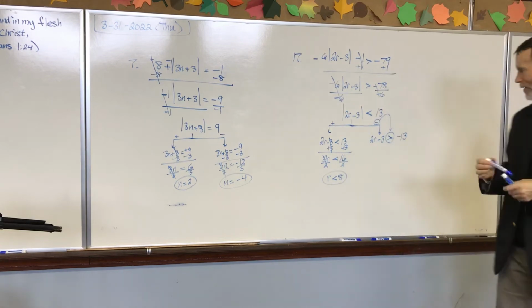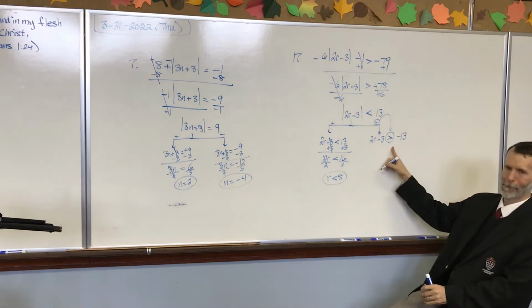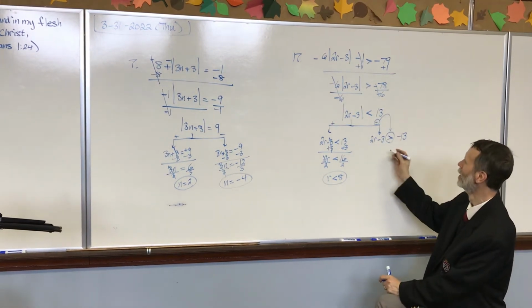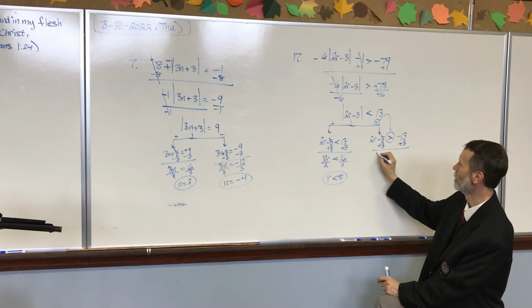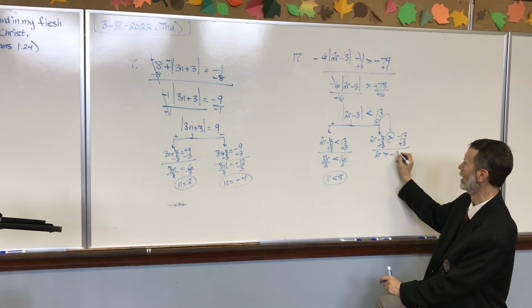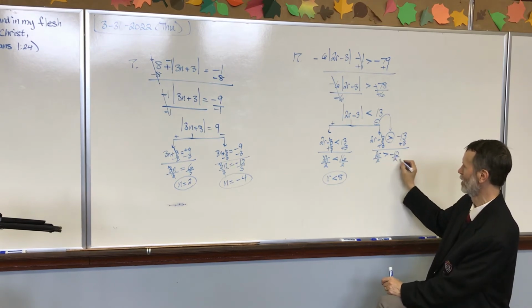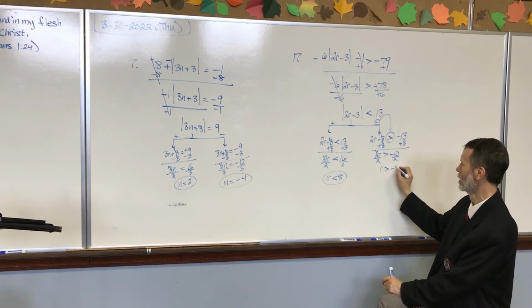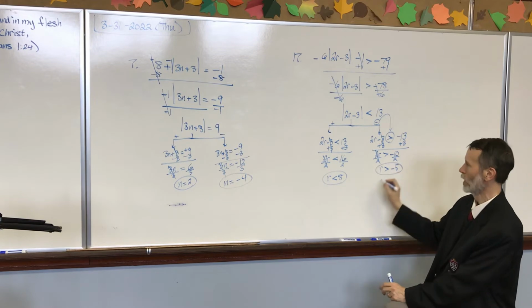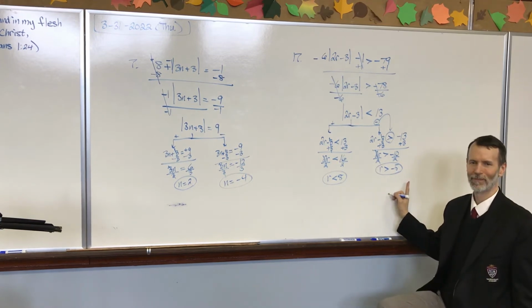Mia, take over. Solve. Add 3. Does that flip the sign? No. What do you get? 2r is greater than negative 10. Good, keep going. Divide by 2. Does that flip the sign? No, so r is greater than negative 5. And the question: and or or? How would you tell?